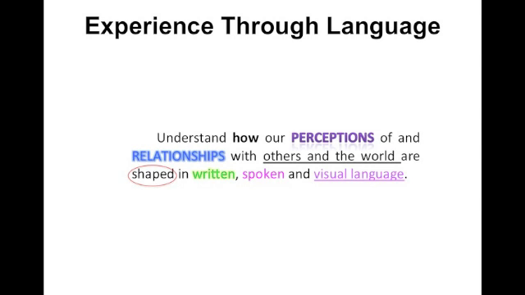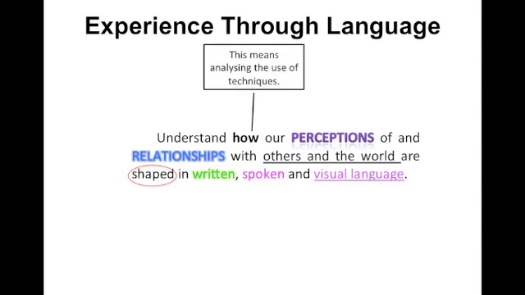Right, so we're looking at Experience Through Language. This is the overview of the whole module, and then we'll get into the elective. So it says we need to understand how our perceptions of and relationships with others in the world are shaped in written, spoken, and visual language. So the how part is the first important thing we noticed, because we need to understand how our perceptions are shaped. That means analysing the use of techniques. So that's when we're looking at our literary techniques of language and form and structure.